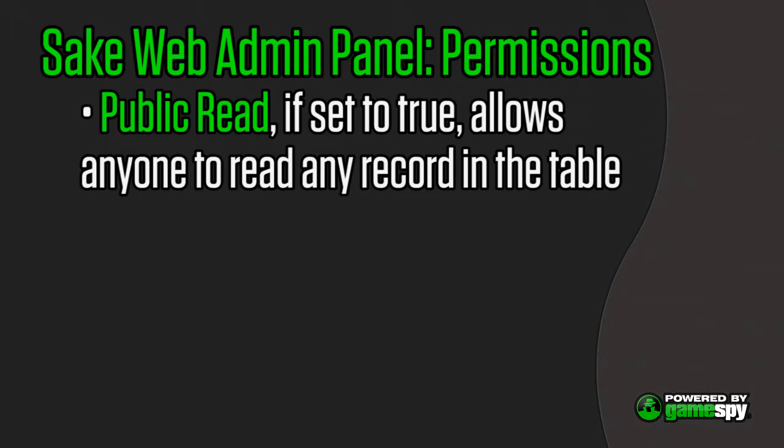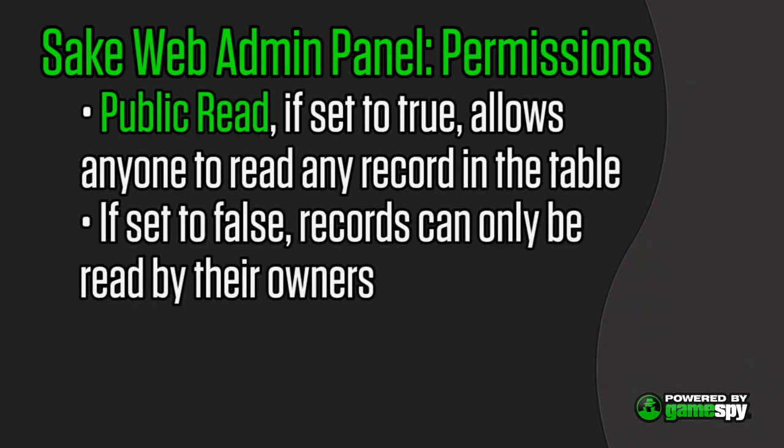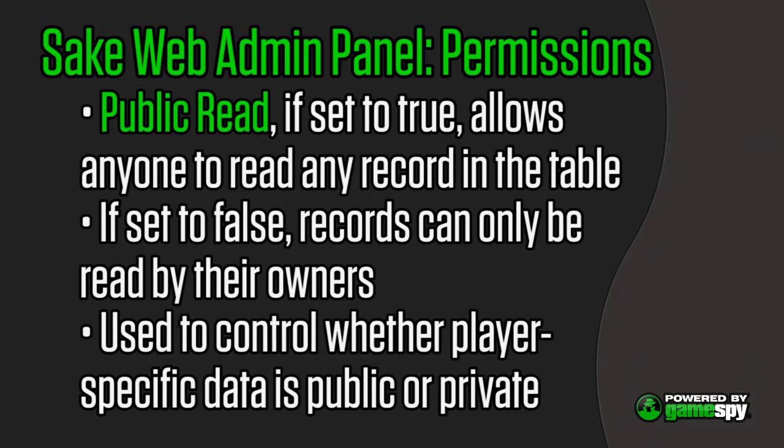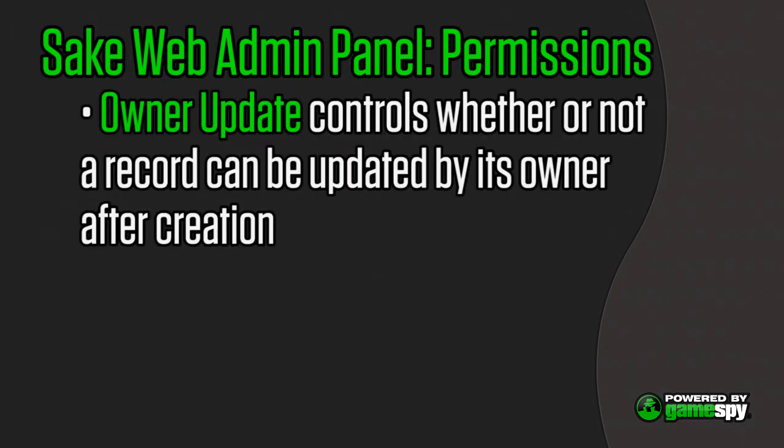Public read, if set to true, allows anyone to read any record in the table. If the permission is set to false, records can only be read by their owners. This permission can be used to control whether player-specific data stored in a table is public or private. Owner update is used to control whether or not a record can be updated by its owner after it has been created and is typically set to true.